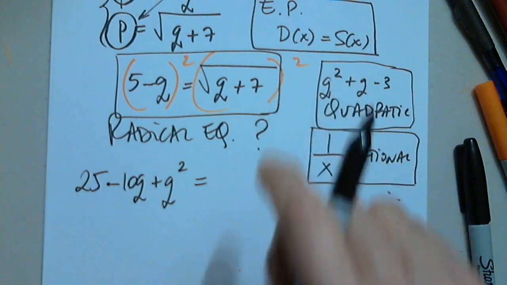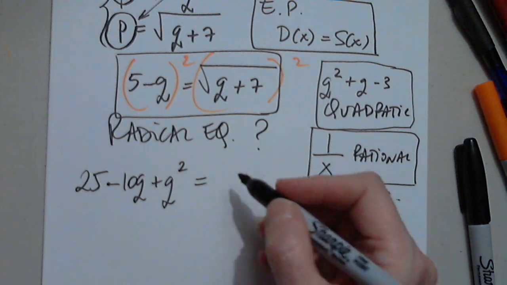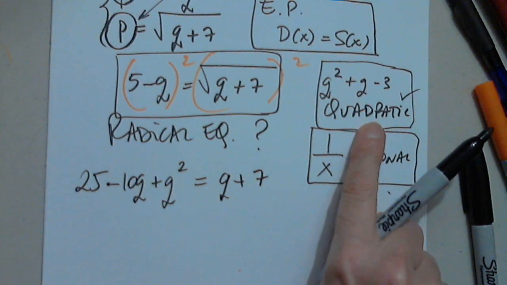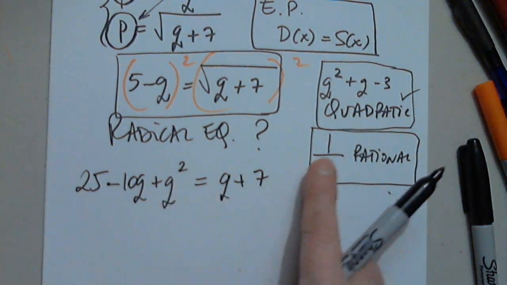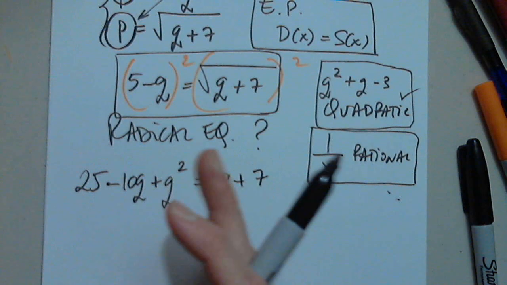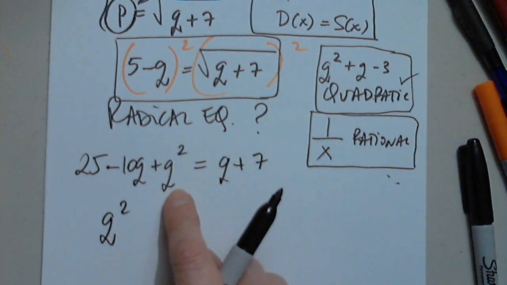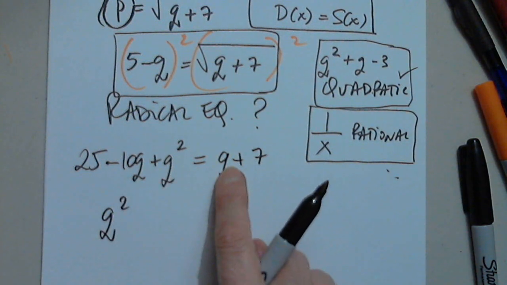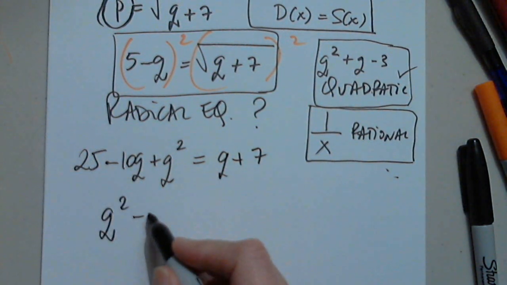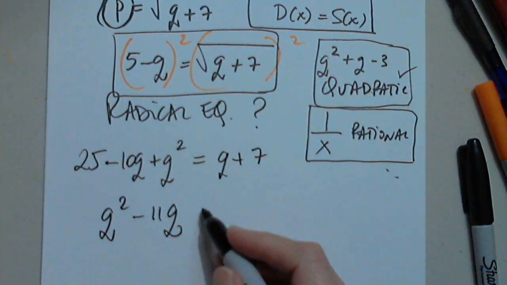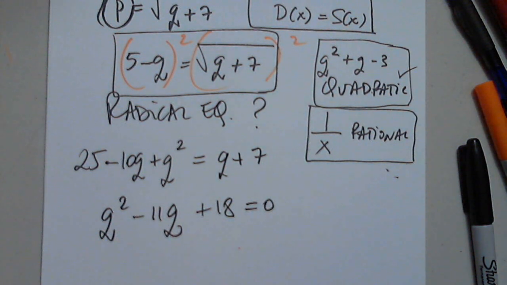Can anyone square this? It should just be Q plus 7. Of course. Now it became quadratic. Move everything to one side. That's what I have to do with quadratic. And put in the correct order. Q squared minus 10Q minus Q minus 11Q. 25 minus 7 plus 18 equals 0. I want to show you, and I will record this.